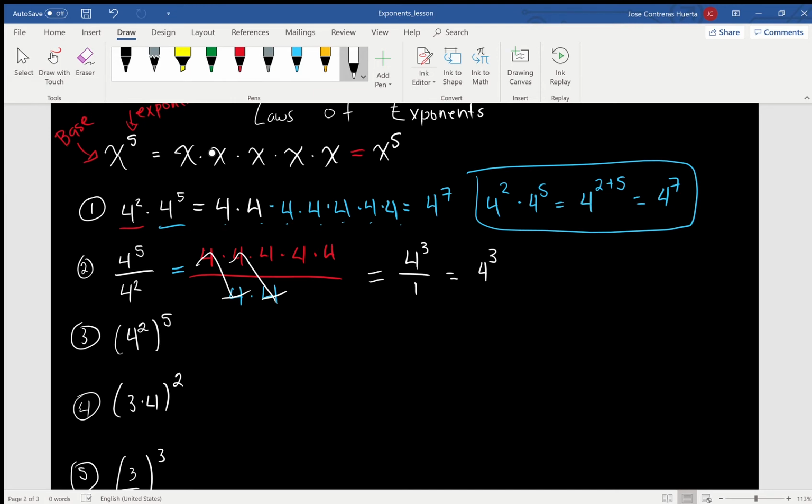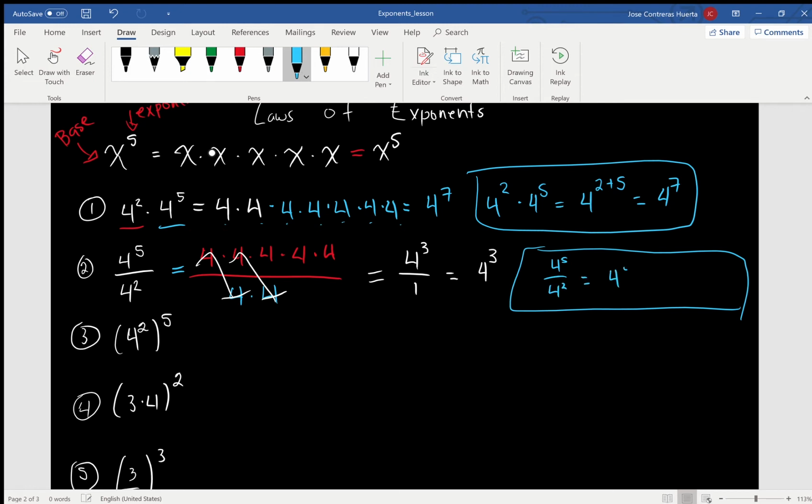Now again, how could we have gotten this answer easier? By using the law, right? So what can you do with the 5 and the 2? When you're doing division, you subtract, right? So the easier way would have been to do the following. You have 4 to the fifth, and you have 4 to the second. Because they share the same base, you have 4 to the 5 minus 2. So you're subtracting when you have division, and your answer is going to be 4 to the 3.